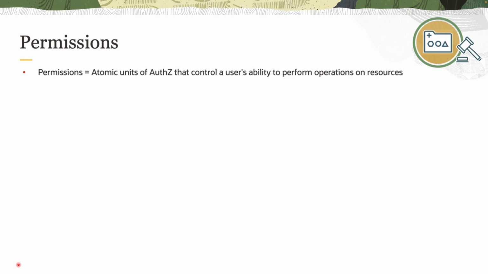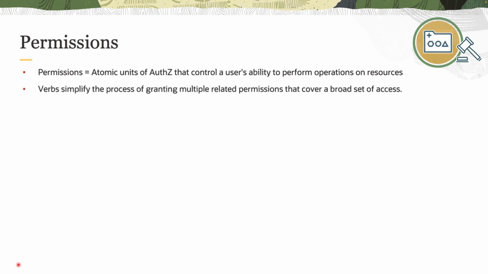Permissions are nothing but the atomic unit of authorization that controls a user's ability to perform operations on resources. We have seen this in the authorization and permission management lesson, where we saw that permission management in OCI is done using verbs like manage, inspect, use, or read. They simplify the process of granting multiple related permissions that cover a broad set of access rights.